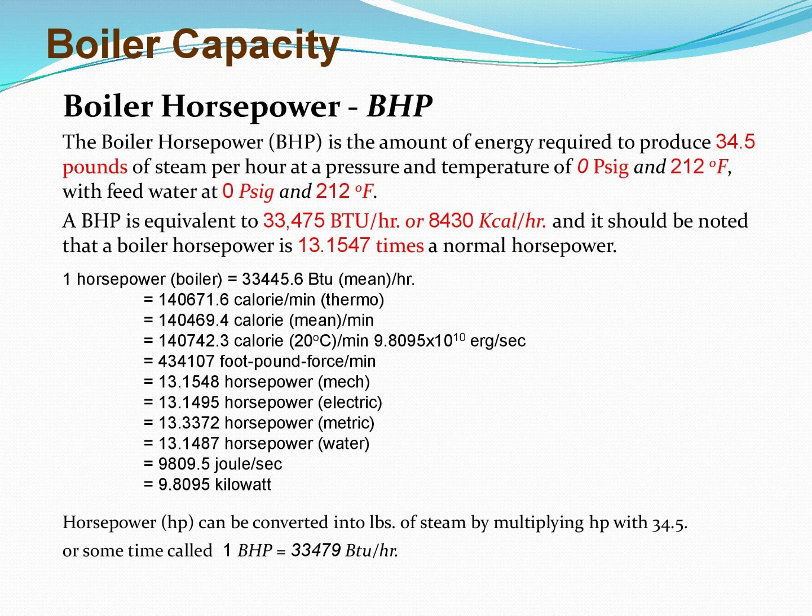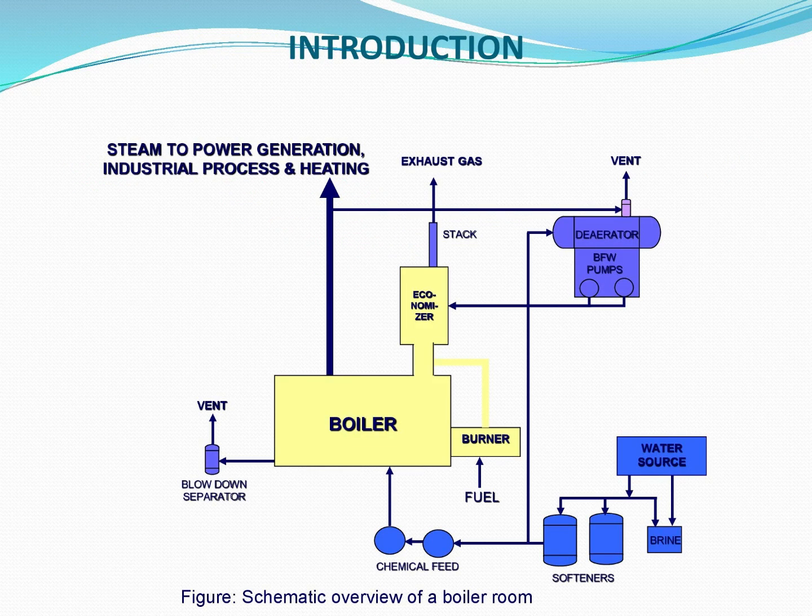Equals 9.8095 kilowatt. Horsepower can be converted into lbs of steam by multiplying HP with 34.5, or sometimes called 1 bhp equals 33,479 BTU/hr. Introduction: Steam to power generation.